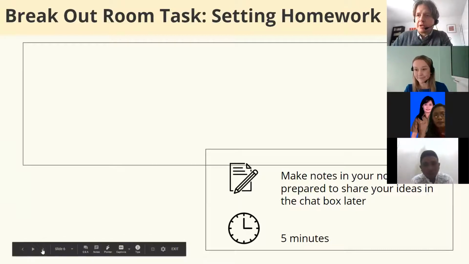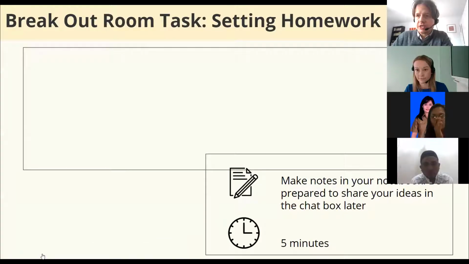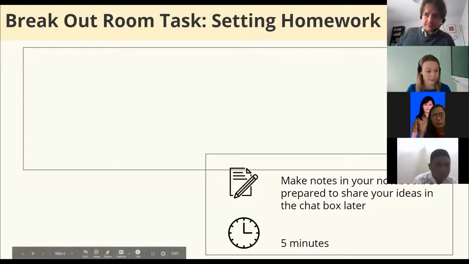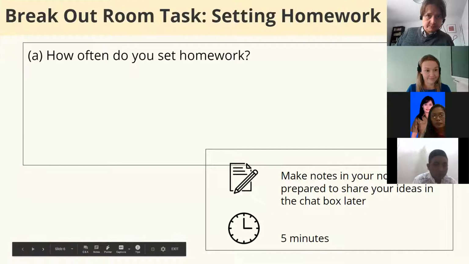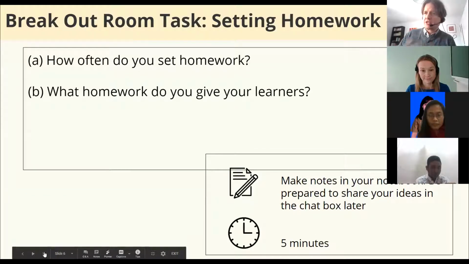Okay, so we're going to put you into breakout rooms. You have about 5 minutes in the breakout room to discuss these questions, and these were questions from the unit. So how often do you set your learners' homework? Maybe once a week, once a month. What homework do you give your learners? Do you give them worksheets to do, or do you give them something else?